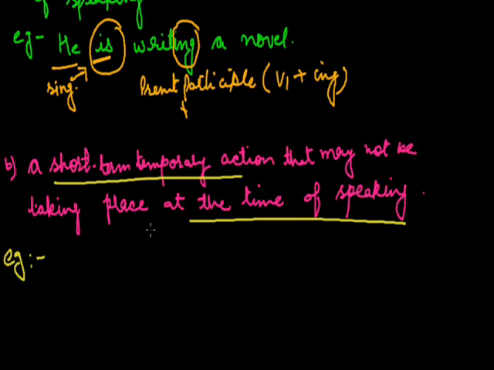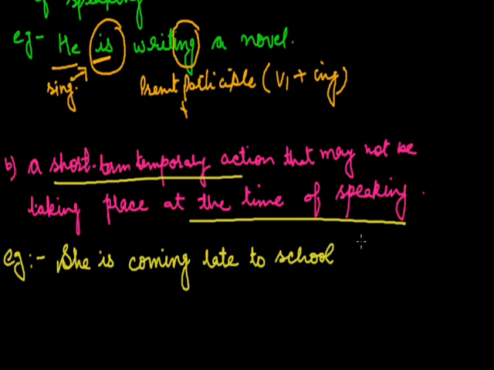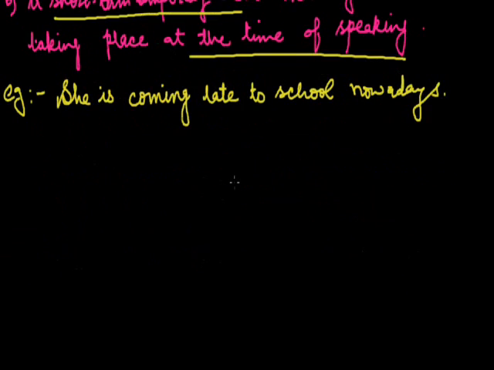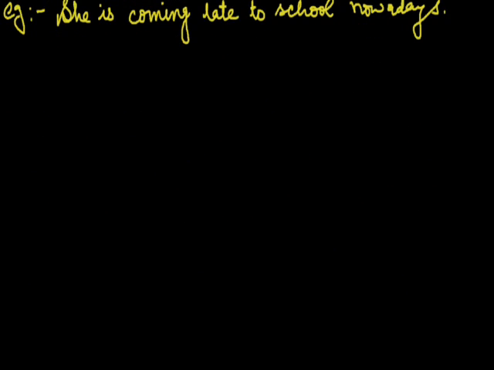She is coming late to school nowadays. So, when we are speaking that time, she is not coming late, but regularly or temporarily she is coming late to school. That's why we have used present continuous tense.